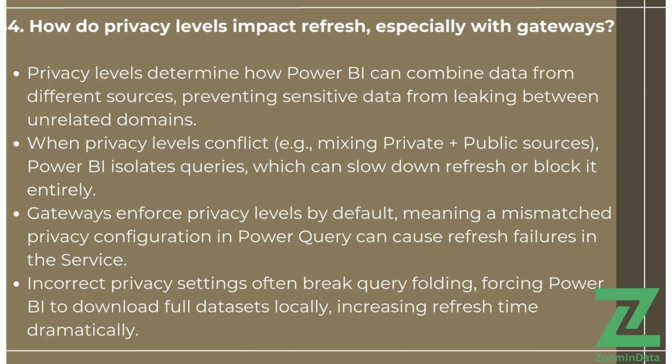34th question. How do privacy levels impact refresh, especially with gateways? Privacy levels determine how Power BI can combine data from different sources, preventing sensitive data from leaking between unrelated domains. When privacy levels conflict, example mixing private plus public sources, Power BI isolates queries, which can slow down refresh or block it entirely.